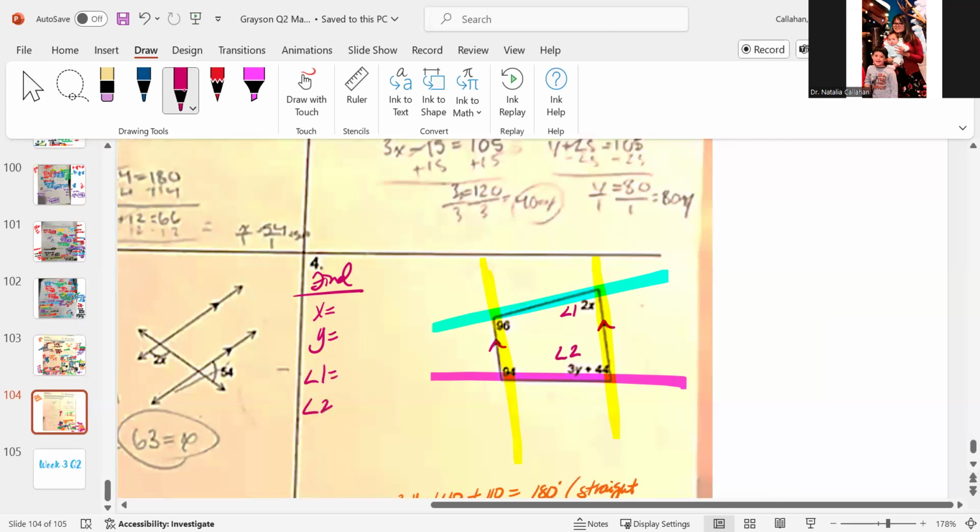Angle 1. I'm labeling this one as angle 1 because it's 2x. I don't know what that angle is, so I have to find x, right? And then labeling this as angle 2 because it's 3y plus 44. I'm not putting any angles for 96 and 94 because I already know those angles, right? But this will keep you concentrated on what you need to find, okay?